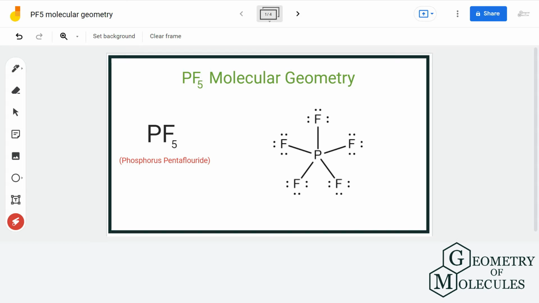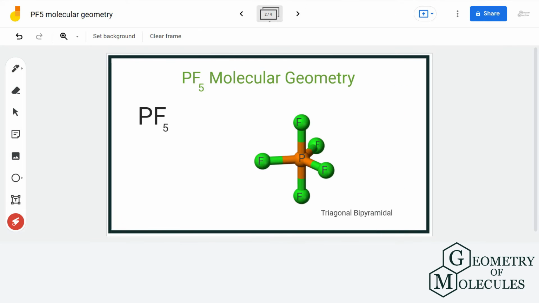Before jumping to the final geometry, we will always look at the number of bonds the central atom forms and the lone pairs attached to it, as both affect the final molecular geometry of the compound. If we look at the 3D structure of this molecule, we can see that PF5 has trigonal bipyramidal molecular geometry. This shape can be understood by the name itself.